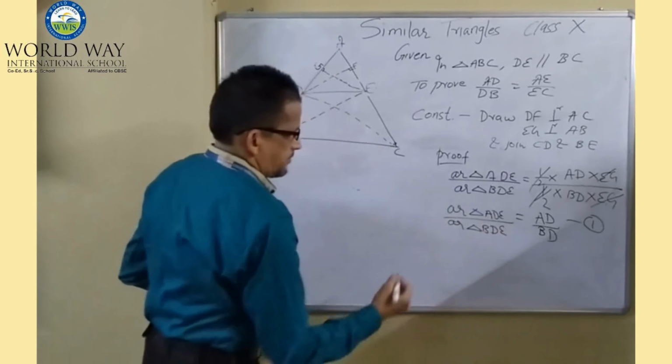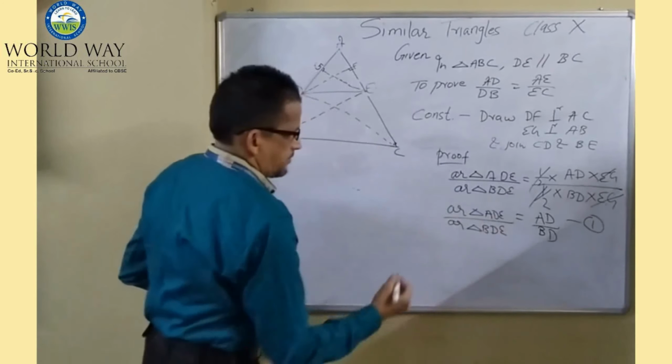What is the formula? Now change the altitude. If you take the altitude DF, then the base is AE. Half, base AE, and for AE the altitude is DF. Half, base CE, and again the altitude is DF, for the same reason. Half cancels half, DF cancels DF. So area of triangle ADE upon area of triangle CED is AE upon CE, equation number 2.